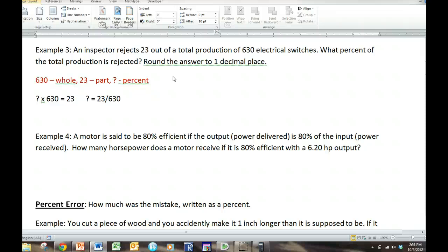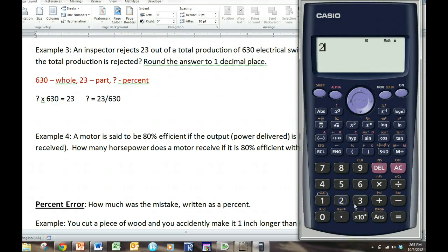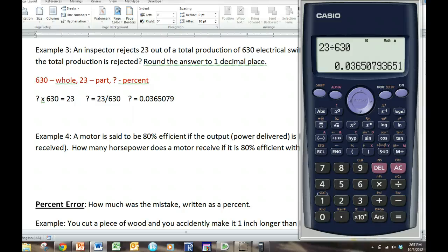Okay, so let's do that on the calculator really quickly. So 23 divided by 630. And remember, when we write it as an equation like this, the percent always shows up as a decimal or a fraction. So here is my decimal. The question mark, which is my percent, is equal to 0.0365079. I'll stop there. Okay, so next thing we have to do is change it to a percent.